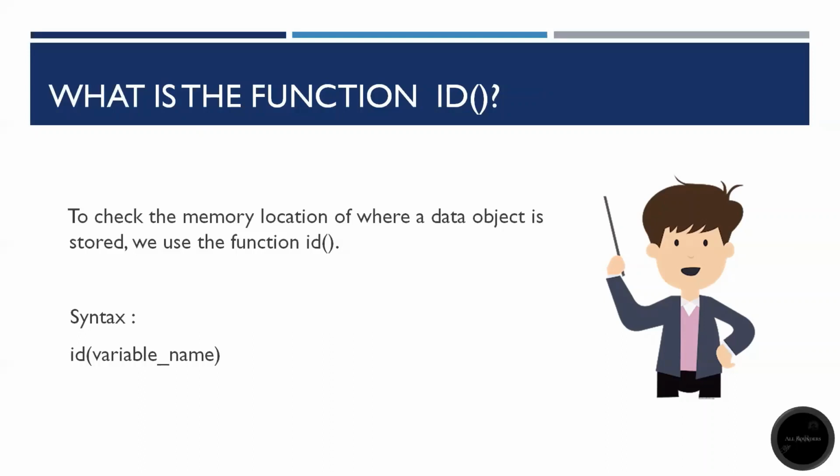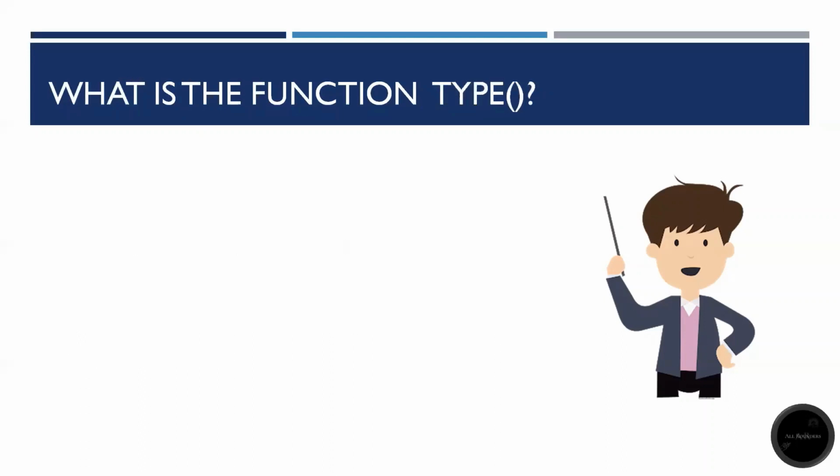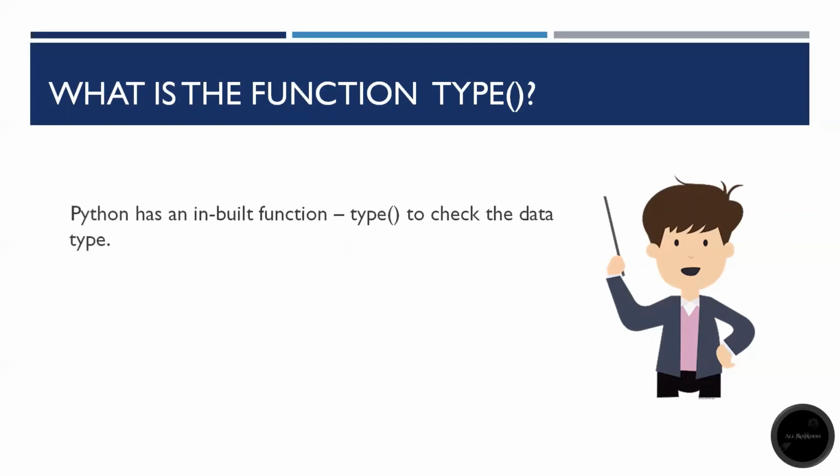So guys, as in the previous video, Jeet already told you about the type function, but here is the theory part of the type function. Python has an inbuilt function type to check the data type. As you already know about the syntax of type and how we can write it, here is the basic syntax of the type function. First you will write type and then the variable name.